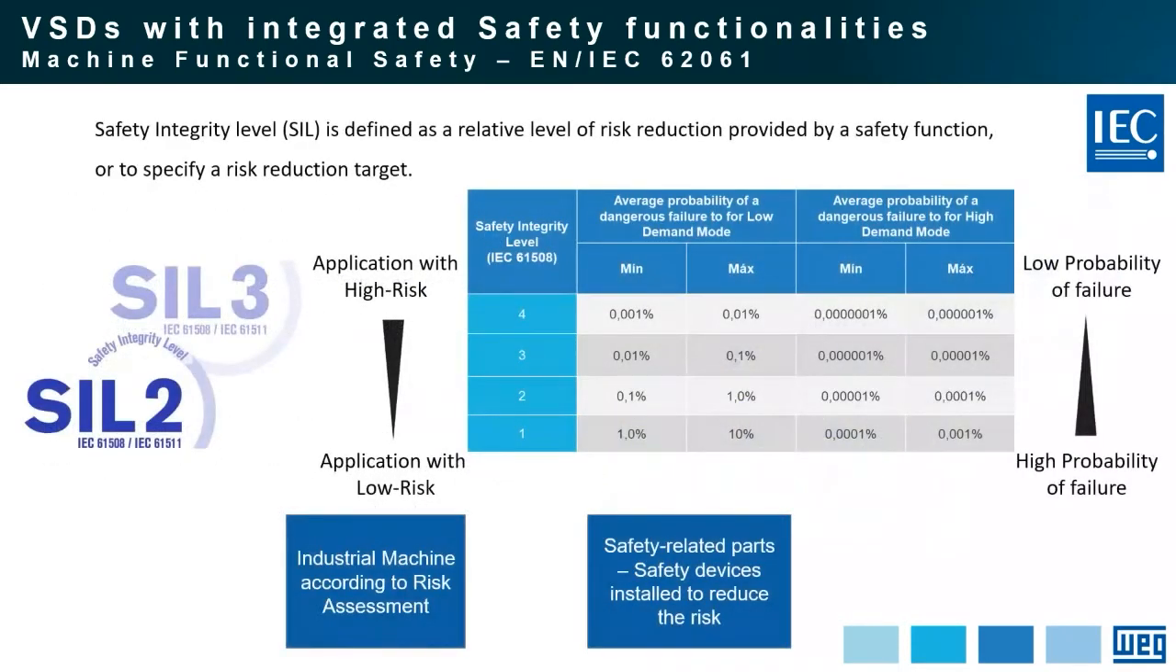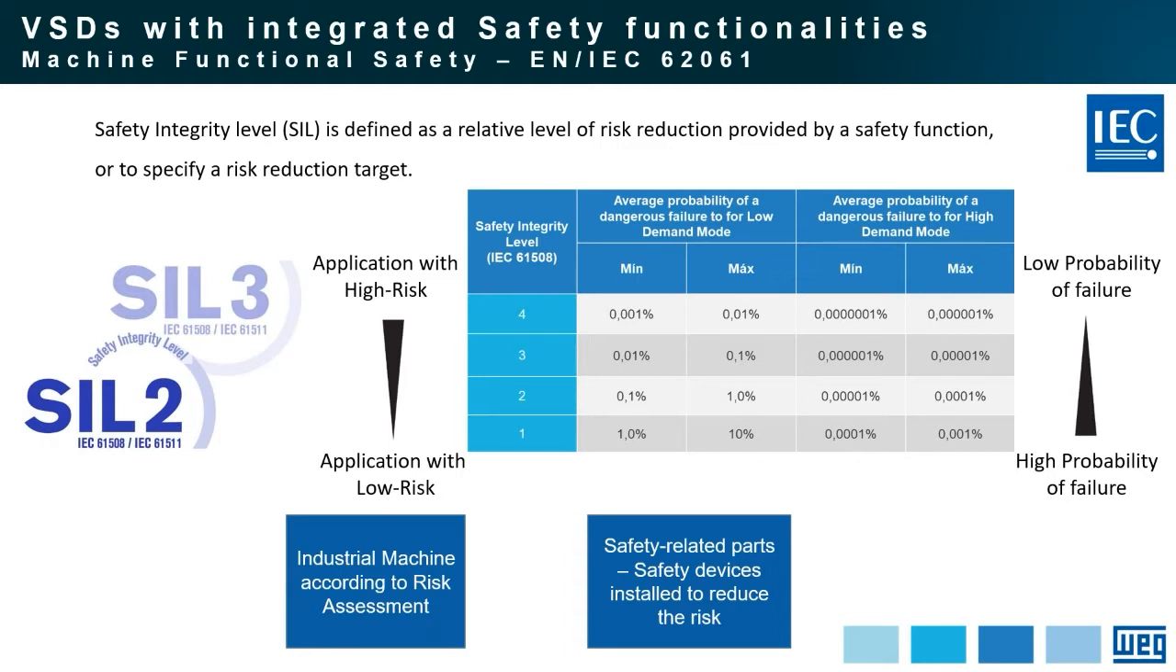So this standard defines different safety levels according to the application or the machine design. The standard calls it the safety integrity level, also called SIL. It is defined as the relative level of risk reduction provided by a safety function, or a specific risk reduction target. It is applicable for industrial machines and also for safety-related parts. It means the safety devices installed in the machine to reduce risk.